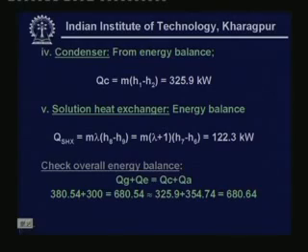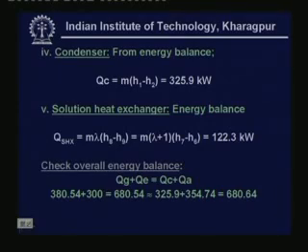What is the energy rejected out of the system? Energy rejection takes place at the condenser, that is QC, plus heat rejection also takes place at the absorber, QA. So, QG plus QE should be equal to QC plus QA. If this equation is satisfied, that means your answers are correct.